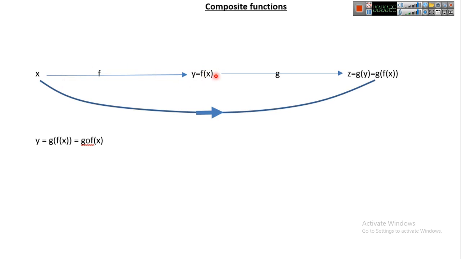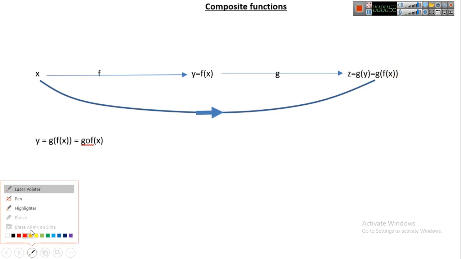Then suppose we have a continuation of another function g that will take y to another image z. Z is g of y. So we have y equal f of x, then we have z equal g of y. But since y is f of x, z will be g of f of x.